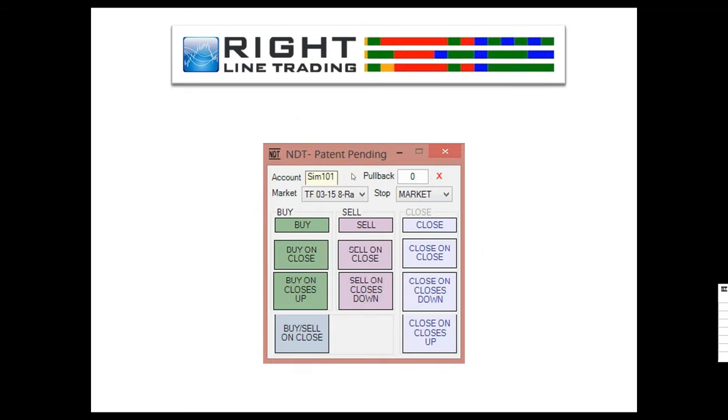This is our NTD. This is patent pending. This is our trade execution platform. This is how we trade. We buy an up close, we sell a down close, and even with range bars, you have a really good idea where you're going to close. But if you trade tick or time, you never know exactly where you're going to close. But this tracks the trade, and as soon as the candle closes, it fires in a market order, and you're almost going to get the close, one tick below the close of the candle exactly.